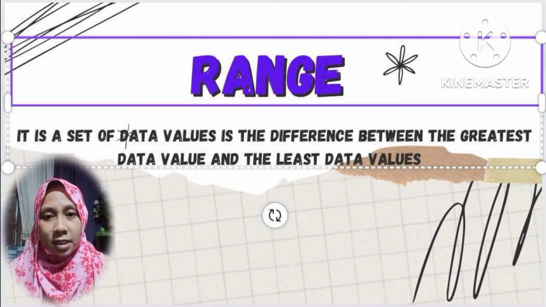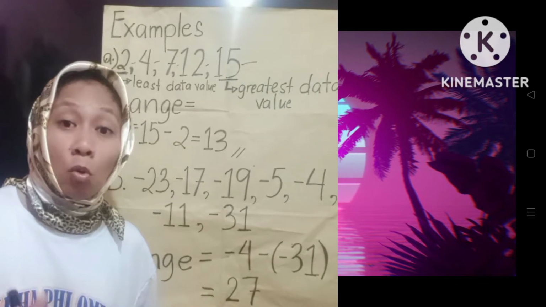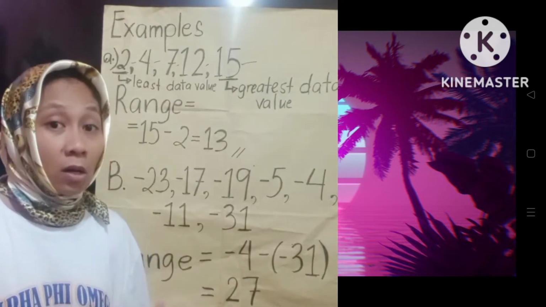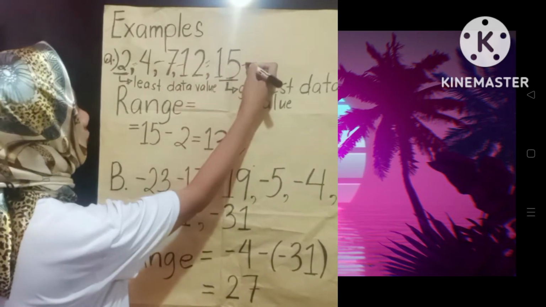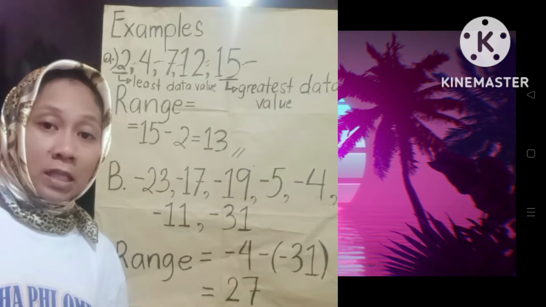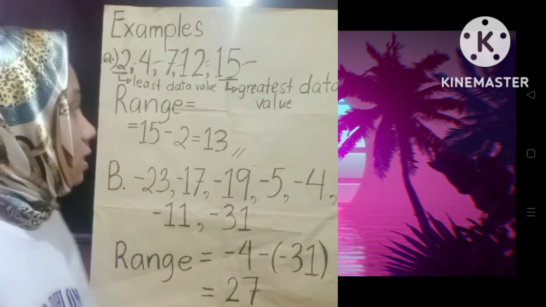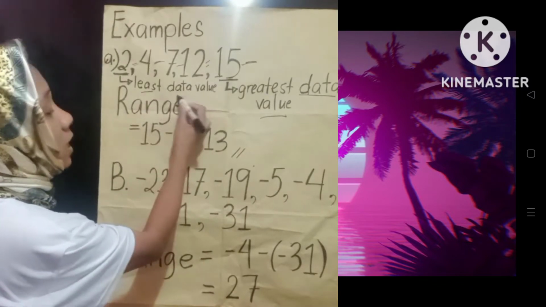From the word difference, meaning may subtraction na mangyayari. So, I will give you an example in this video. Sa video na ito, makikita natin kung paano natin makukuha yung range. So, nagbigay ako ng example: 2, 4, 7, 12, and 15. So, sabi nga sa range, it is the difference between the greatest data value and the least data value.